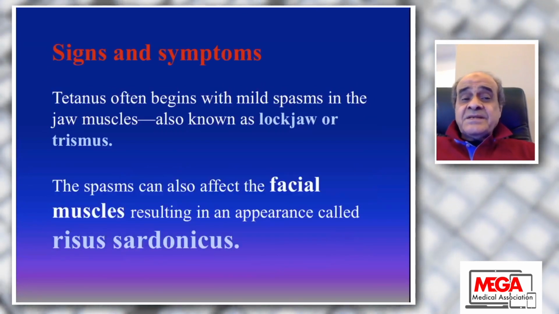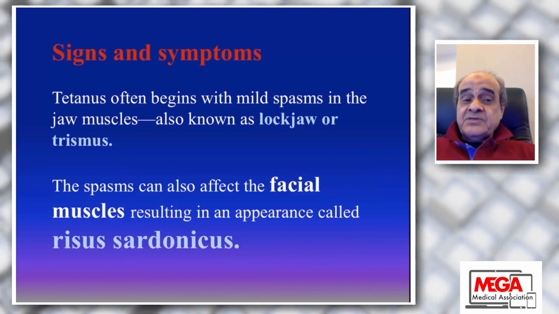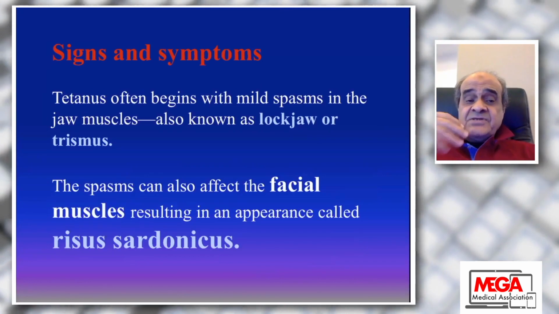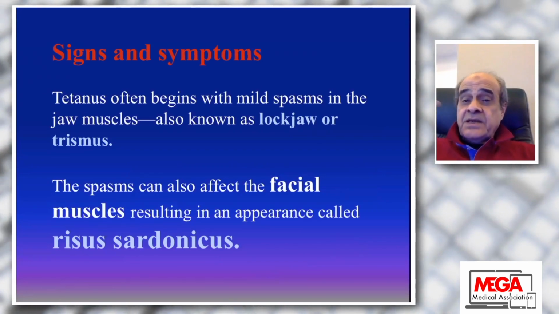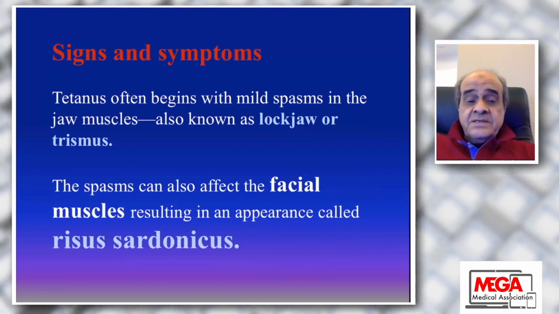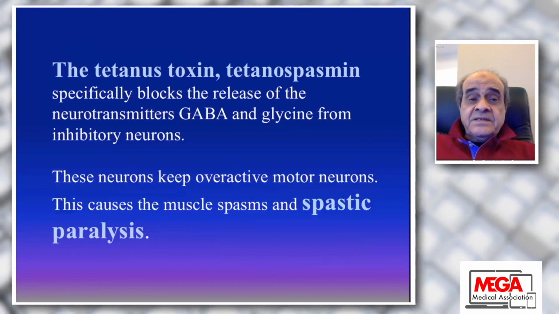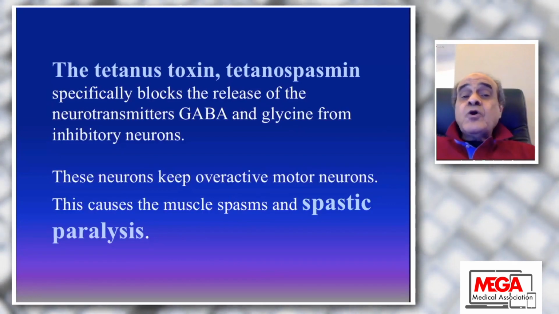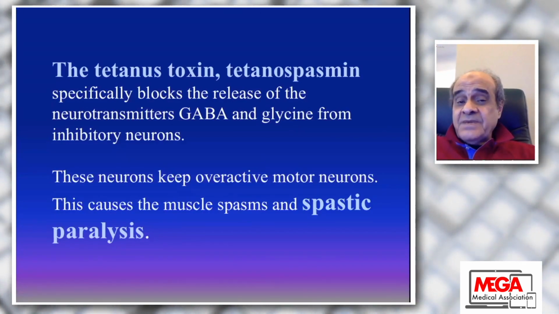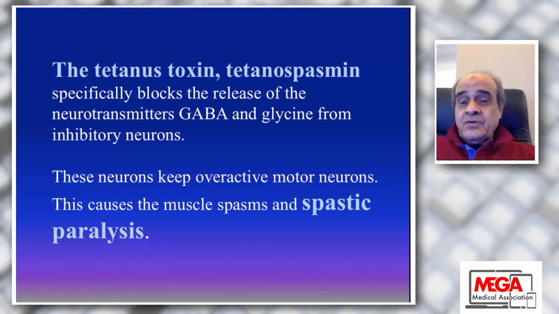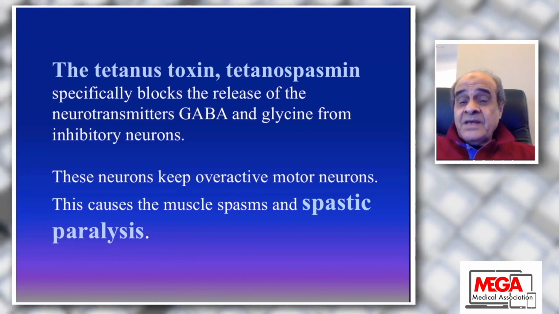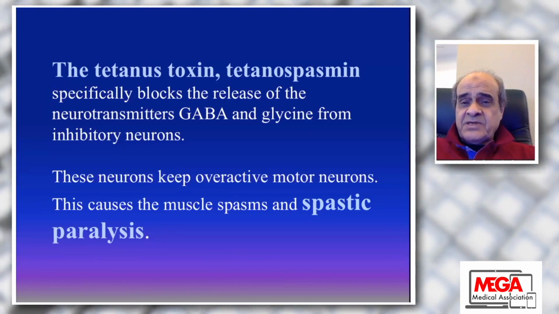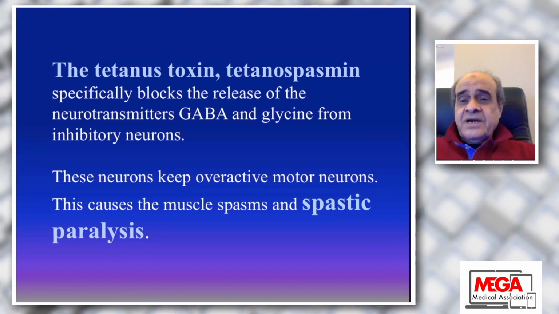Signs and symptoms: tetanus often begins with mild spasm in the jaw muscles, also called locked jaw or trismus, and then the facial muscles become contracted and give you the appearance of risus sardonicus. The tetanus toxin specifically blocks the release of the neurotransmitters GABA and glycine from inhibitory neurons, and so the muscles stay in a state of contraction. And so we saw many patients really suffering from generalized tetanus.